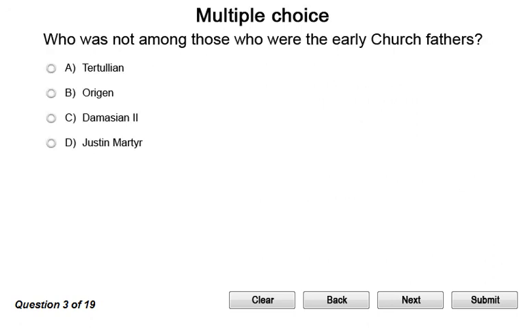Who was not among those of the early church fathers? We have Tertullian, one of the great leaders. We have Origen, great theologian. Damascene II, that's just a made-up name. And we have Justin Martyr.